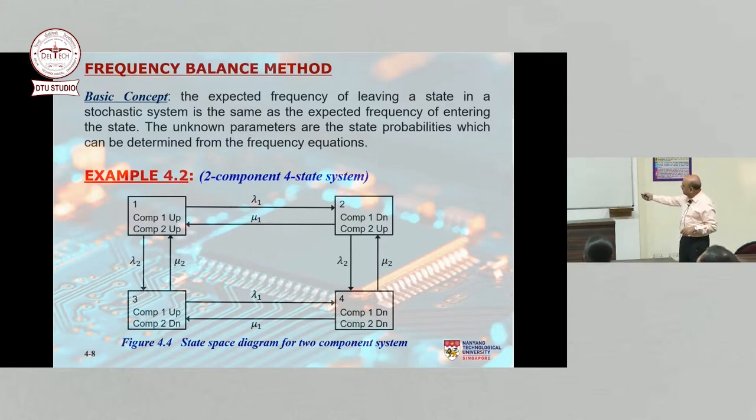Now, this is one way that the system will have one component down. There is another way. Component 1 may fail and component 2 may still be operating.